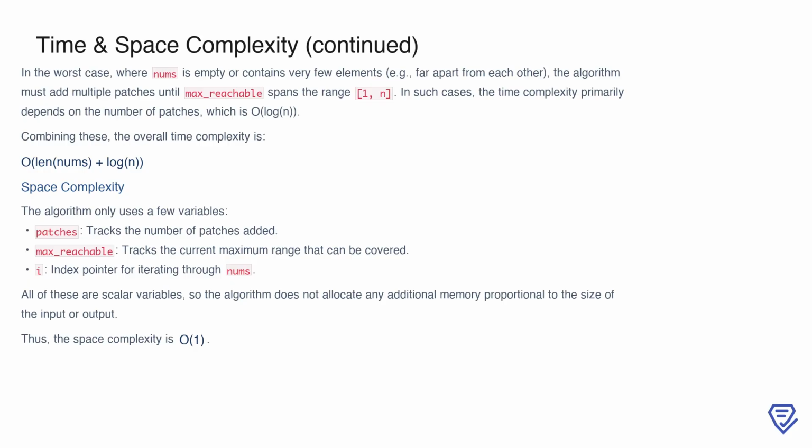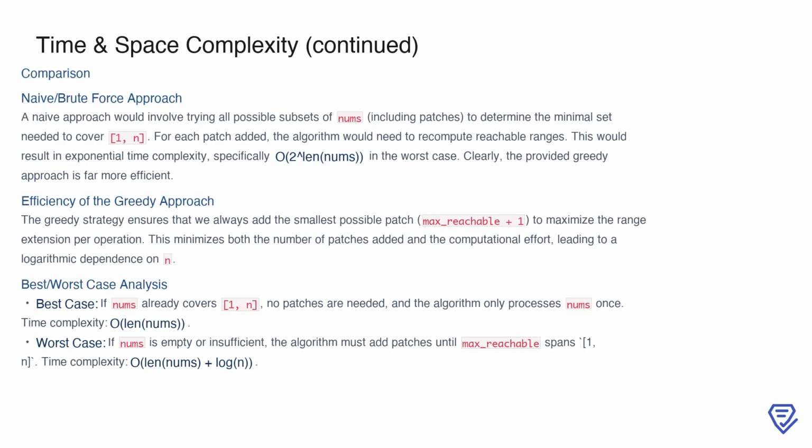Now turning to the space complexity, the algorithm requires only a few scalar variables to operate: patches to keep track of the number of patches added, max_reachable to track the current maximum range covered, and i as an index pointer to iterate through nums. Since these variables are fixed in number and do not depend on the size of the input, the space complexity remains constant at O(1).